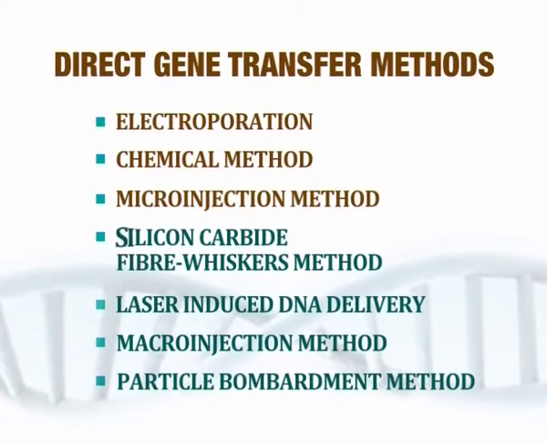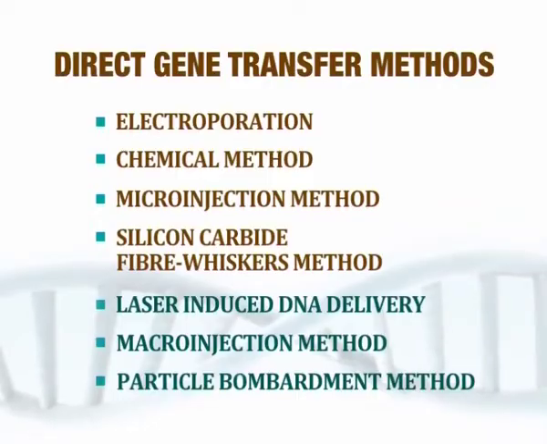We will have the silicon carbide fiber whisker method. The method is very simple, with no specialized equipment required to perform the transformation experiment. The plant materials such as cells in suspension culture, embryos, and embryo-derived calluses are incubated in a buffer containing DNA and silicon carbide fibers, and the mixture solution is vortexed rapidly.